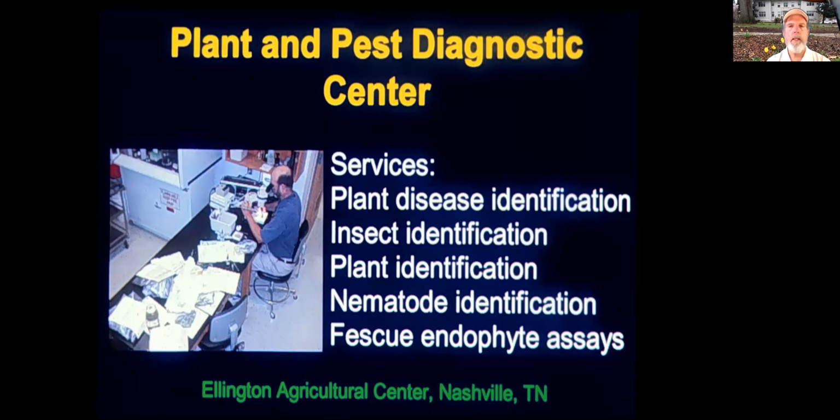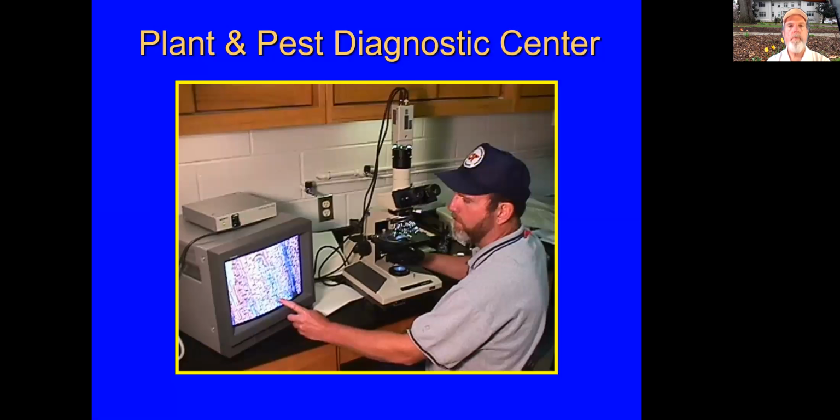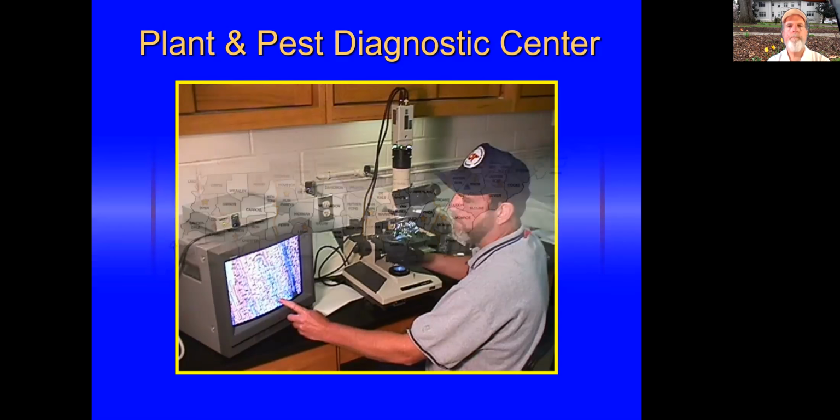And so they do plant disease identification, insect identification, plant identification, just what plant it is, nematode identification, which are tiny little microscopic worms that can get into plants, and fescue endophyte assays, which are a fungus that can get into some grasses. This is an example of those fungi that can get into grasses, and basically it can get into fescue grass that can hurt animals that eat the grass. But here I am some years ago where I was working in that lab.